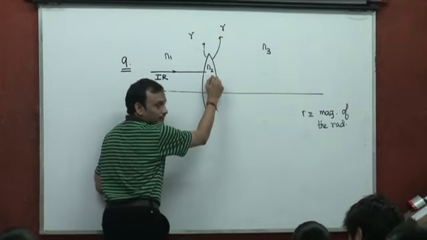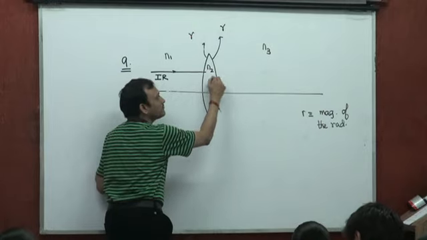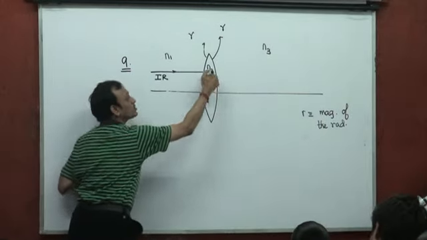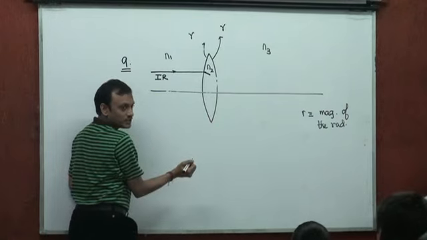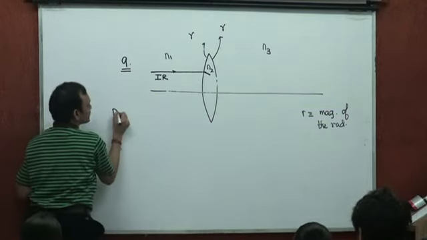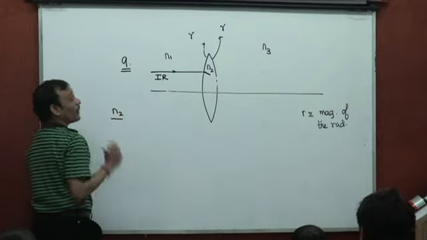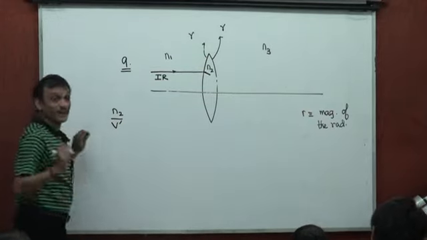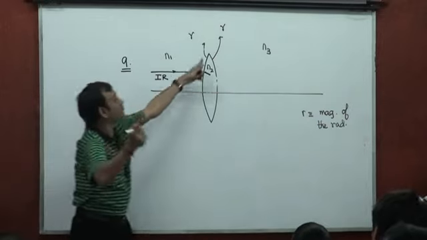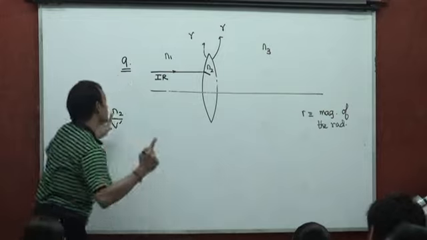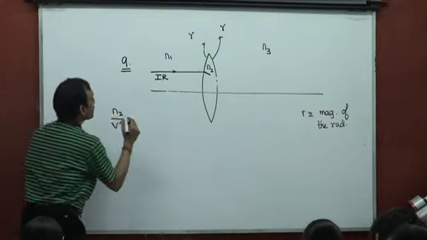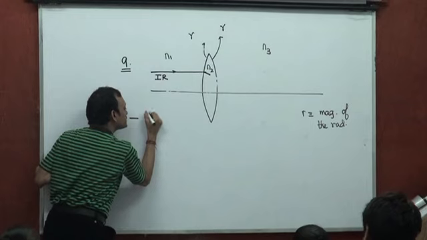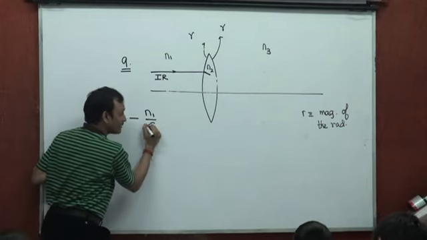So when I apply refraction on the first surface, this is the image space because the ray of light is getting refracted into this medium. So this is N2 divided by the algebraic image distance, let me call it V prime. That would be the intermediate image, and this would serve as the object for refraction on the second surface. Object space refractive index by object distance, which is infinity.